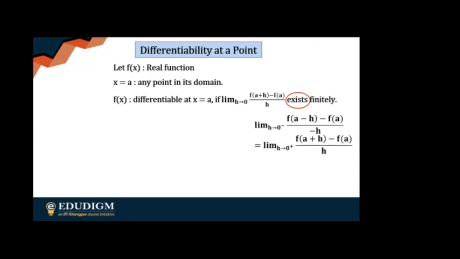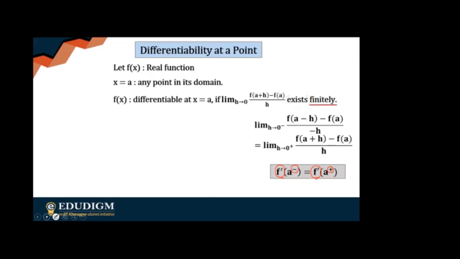Whenever this limit will exist, obviously the left hand and right hand limit should be equal. All right. So how do I actually represent this left hand limit? f dash a minus. Since we are talking about derivative, this is actually the left hand derivative and this is the right hand derivative. So for left, this is a minus and this is a plus.